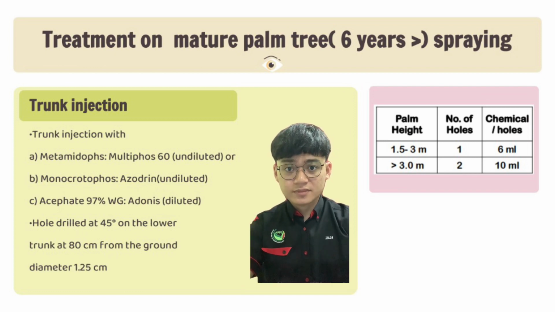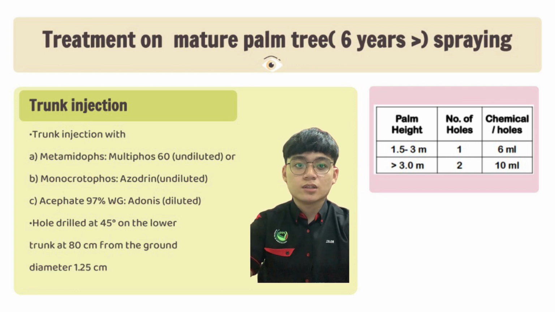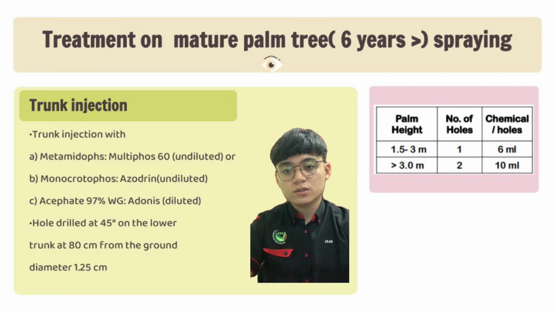In the table, we can see the palm height, which is 1.5 until 3 meters. We will use only one hole. With each hole, we will use 6 milliliters of pesticide. For a palm tree with a height of more than 3 meters, we will make two holes, and for each hole we will use 10 milliliters.